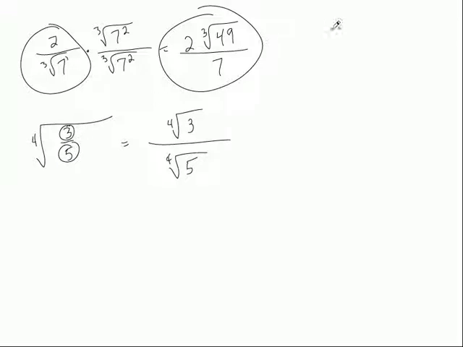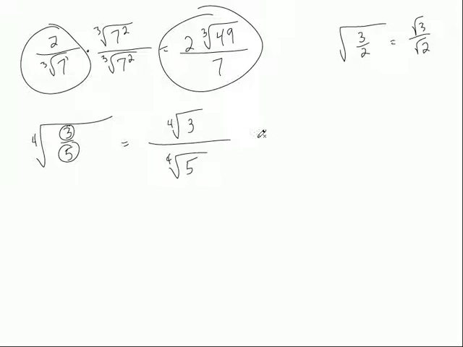We've done that before. All right, look back on the old videos. Remember this? If I had the square root of 3 over 2, how did I rewrite that? Square root of 3 over the square root of 2. It's the same thing. It's just the 4th root this time, not a square root. You okay with that?